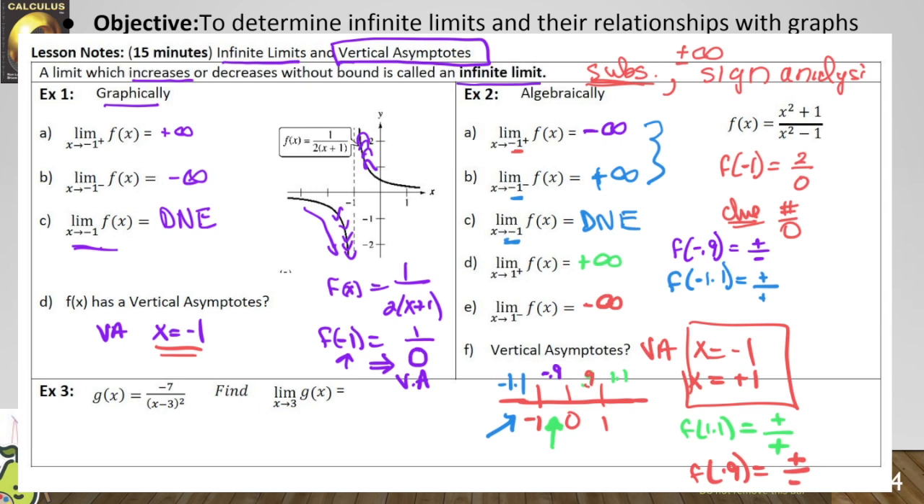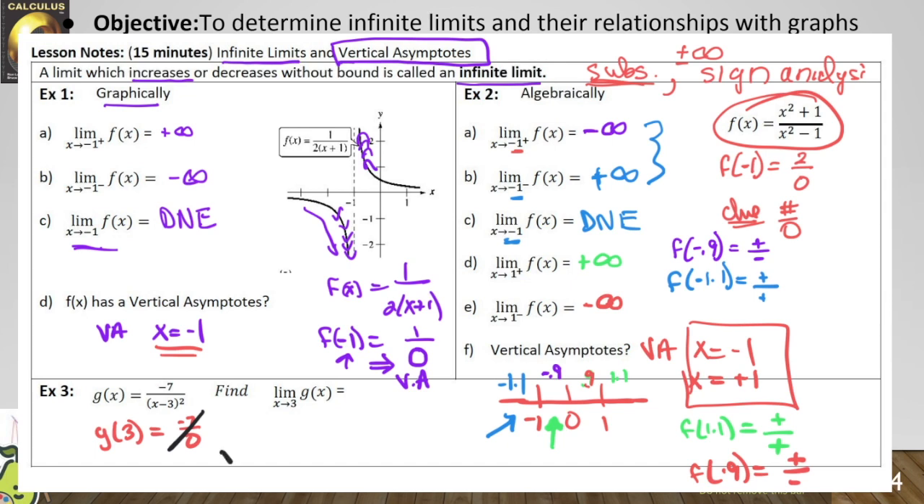So now, algebraically, we can figure out whether the vertical asymptotes are positive infinity or negative infinity when we look at limits. So for example 3, g of x is negative 7 over x minus 3 squared. So I'm looking for the limit as x approaches 3. Now, obviously, we have to do the left side and the right side. When you substitute 3 in, g at 3, you have a number divided by 0. And remember how I said we're not allowed to write that? Well, that's still true. You have an indeterminate form.